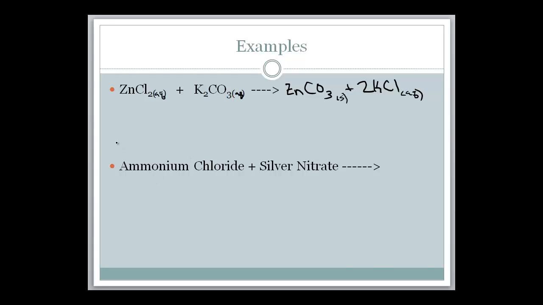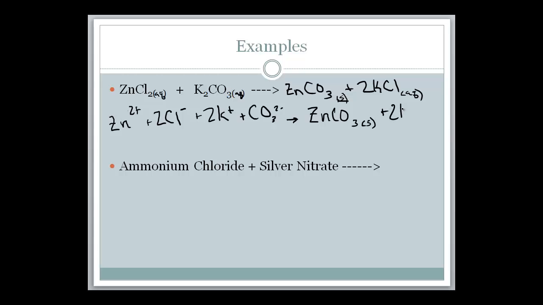Alright, let's write everything in the ionic form. So we have zinc, 2 plus, 2 chloride ions, plus 2 potassium ions, plus the carbonate polyatomic. Now zinc carbonate's a solid, so we'll write that as a solid, zinc carbonate. In other words, it doesn't break up into its ions, so we're going to leave it like that. Plus 2 potassiums, plus 2 chlorides.